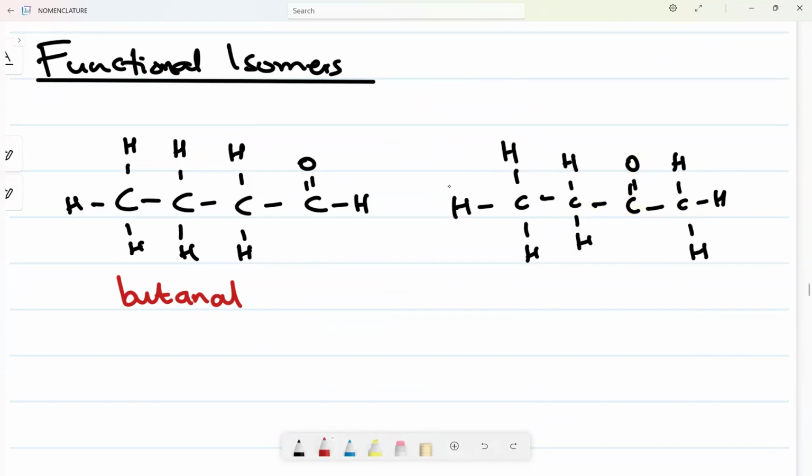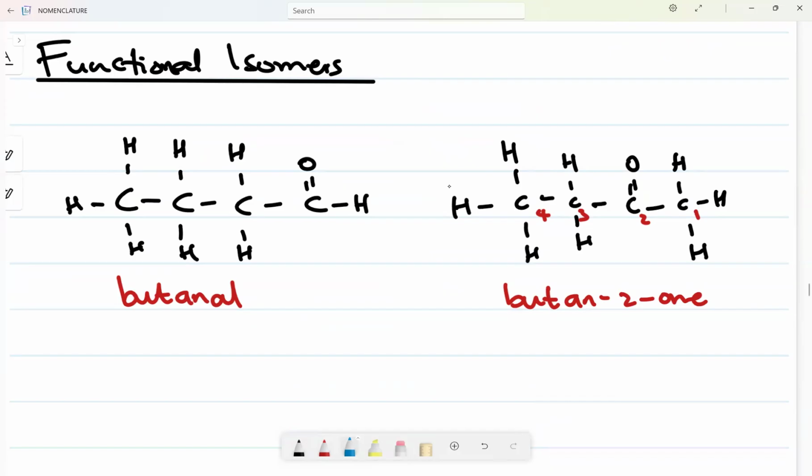So the name of this will be 1, 2, 3, 4. When I start counting from here, because this one needs a name, it's going to be butan-2-one. Okay. Now, why are these functional isomers instead of positional isomers?